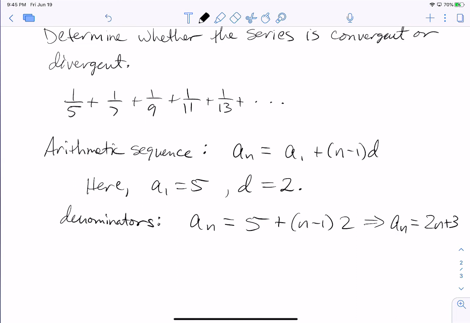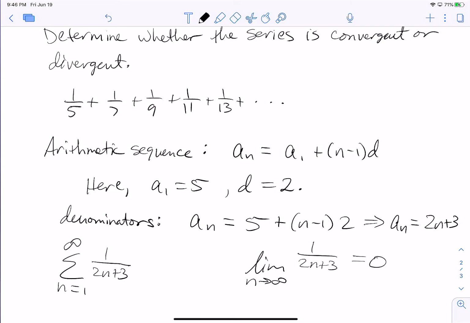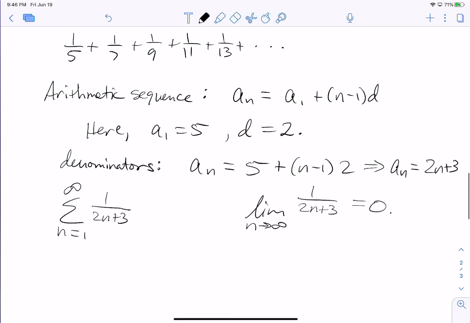This allows us to write the nth term of the series, which I'll do using sigma notation. We're looking at the sum as n goes from 1 to infinity of 1 over 2n plus 3. Now we have the sense that this is probably going to have a limit of 0, but let's go ahead and write it down. And what I'm applying right now is the test for divergence. The limit as n approaches infinity of 1 over 2n plus 3 is, oh look, it's 0. The test for divergence didn't work out. That means we have to keep working.